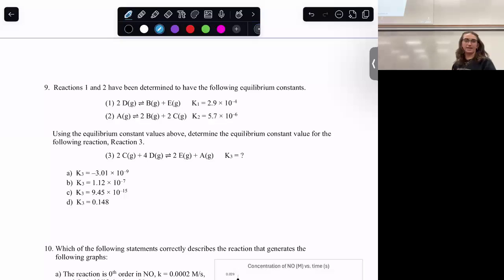Alrighty, so for question 9, we have reactions 1 and 2 that have been determined to have the following equilibrium constants. We're given the 2 there, and using the equilibrium constant values above, determine the equilibrium constant value for the following reaction 3. You can think of 3 as your overall equation that you're trying to get to, and we're breaking it down into steps 1 and 2.